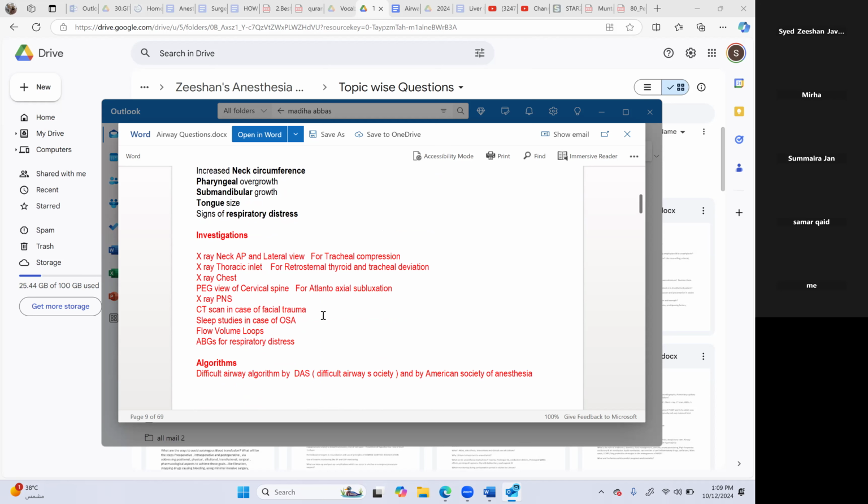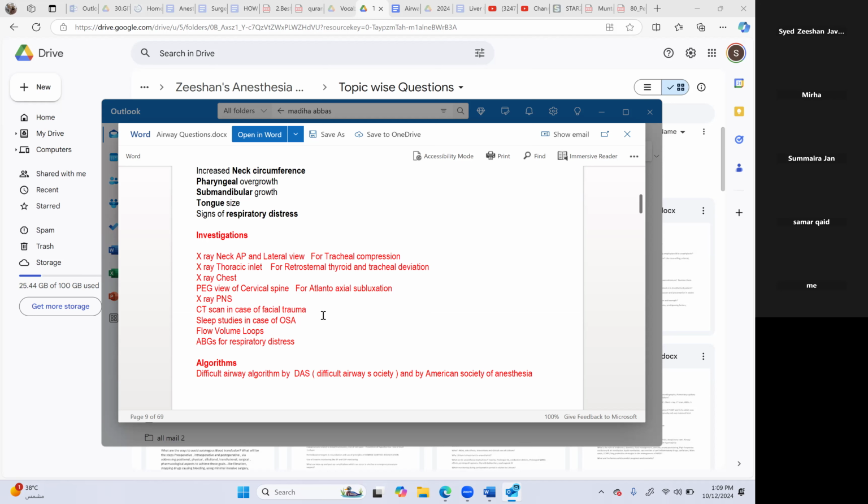So CT scan, sleep studies, flow volume loops, ABGs for respiratory distress, and then you will be following the difficult airway algorithm. In the difficult airway algorithm, remember that a few things should be in your mind: anticipated and unanticipated. Then you have different laryngoscopes, video laryngoscope or McCoy or Lidoscope. If you fail with laryngoscopy, you can use an intubating LMA through which you can try to intubate, or any surgery which can be done with a supraglottic airway device, you might proceed with it, especially emergency surgery.